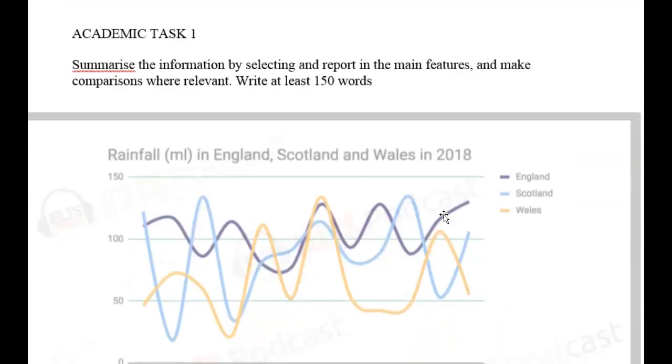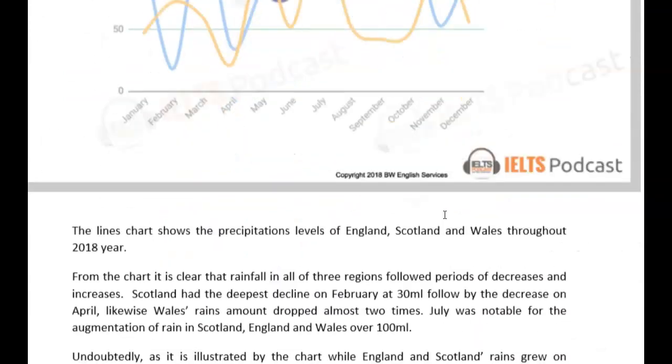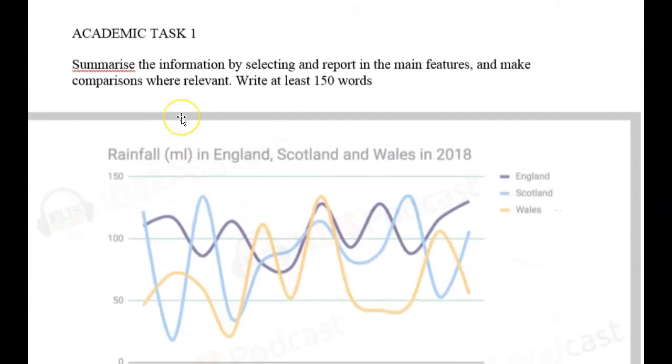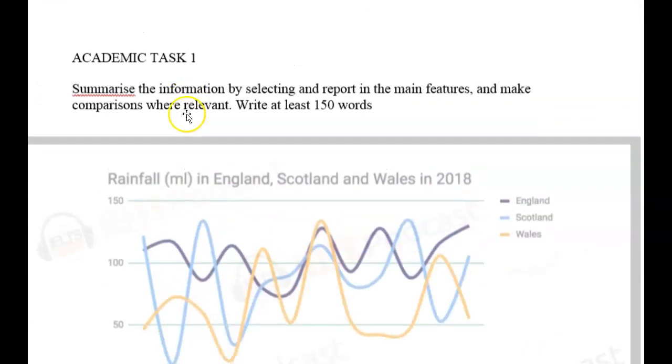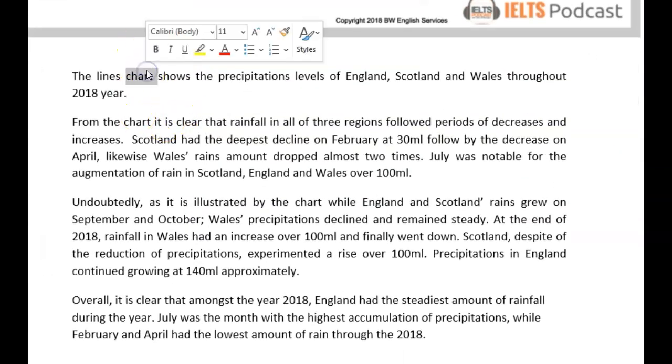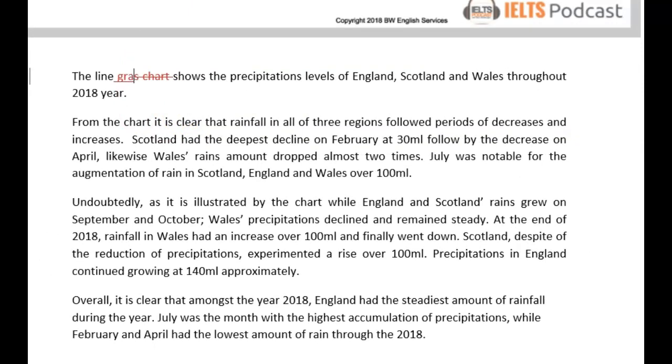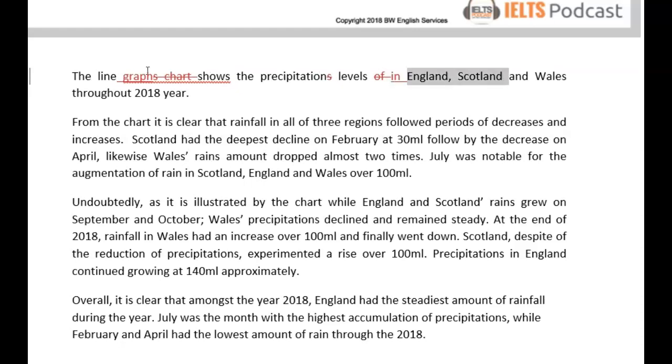Now let's have a look at the graph. Okay, the lines chart. No, this is a line graph. Okay, the line graph shows the precipitation levels in England, Scotland, and Wales throughout 2018. You don't need the year here, or if you wanted to say year, you could put it here: throughout the year of 2018, which becomes too long. So no, just give the year.